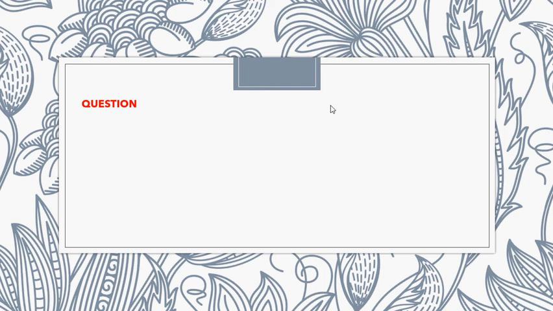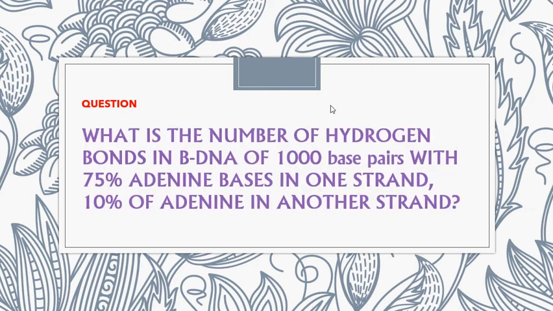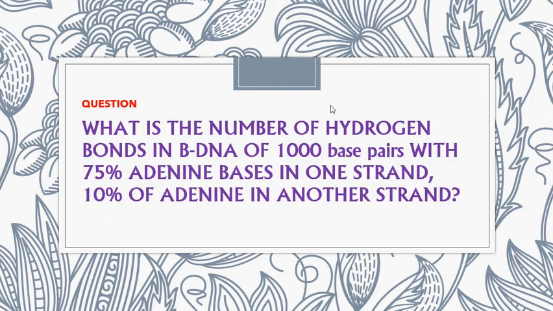Hello students, here is one more question from molecular biology which is asked in various entrance examinations. The question is: what is the number of hydrogen bonds in B-DNA of 1000 base pairs with 75% adenine bases in one strand and 10% adenine in another strand?